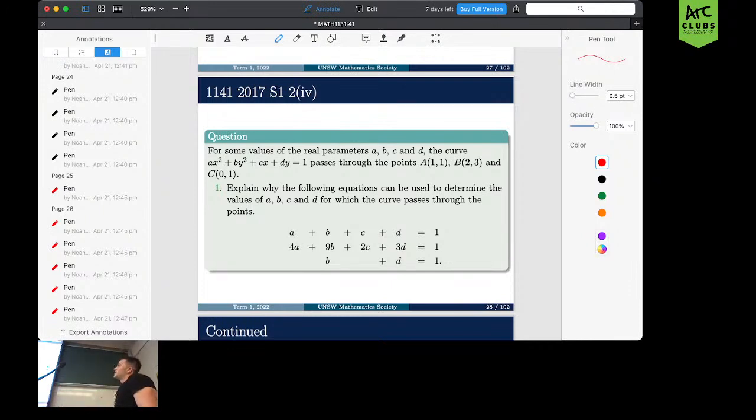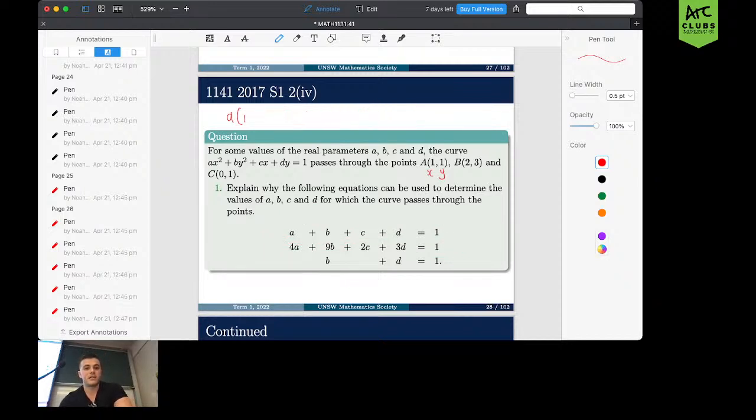All right. So for some values of the real parameters A, B, C, and D, that curve passes through those points. Explain why the following equations can be used to determine the values of A, B, and C for which the curve passes through the points. Okay. So here, this just essentially acts as your x coordinate. This just essentially acts as your y coordinate. So why don't we sub 1, 1 here? So that's going to be A times 1 squared plus B times 1 squared plus C times 1 plus D times 1 is equal to 1. And that's pretty much it, right? That's just A plus B plus C plus D, which is equal to 1. So that's what happens if you sub in the first point.